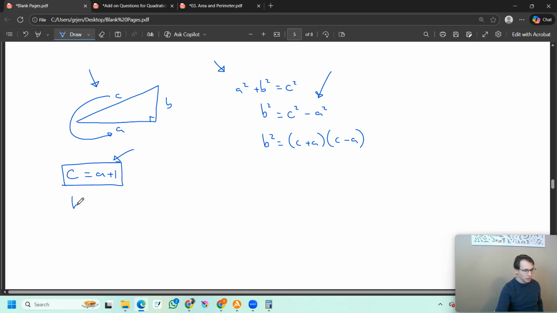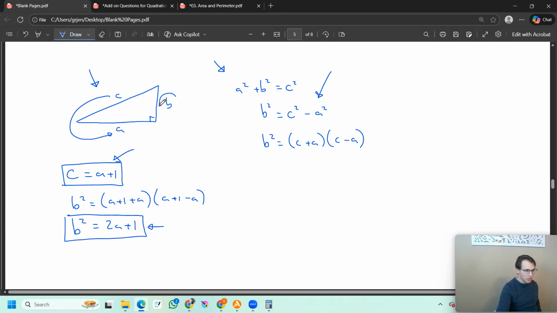So then we get b squared equals a plus 1 plus a, because that's c, times a plus 1 minus a. All right, a plus 1 minus a is just 1, and a plus 1 plus a is 2a plus 1. Okay, so then we see that we can create as many of these as we like with this little mini formula. That is to say, b must be a number that when squared is odd, because 2a is always even. And then we can find a by just taking b squared and doing that.